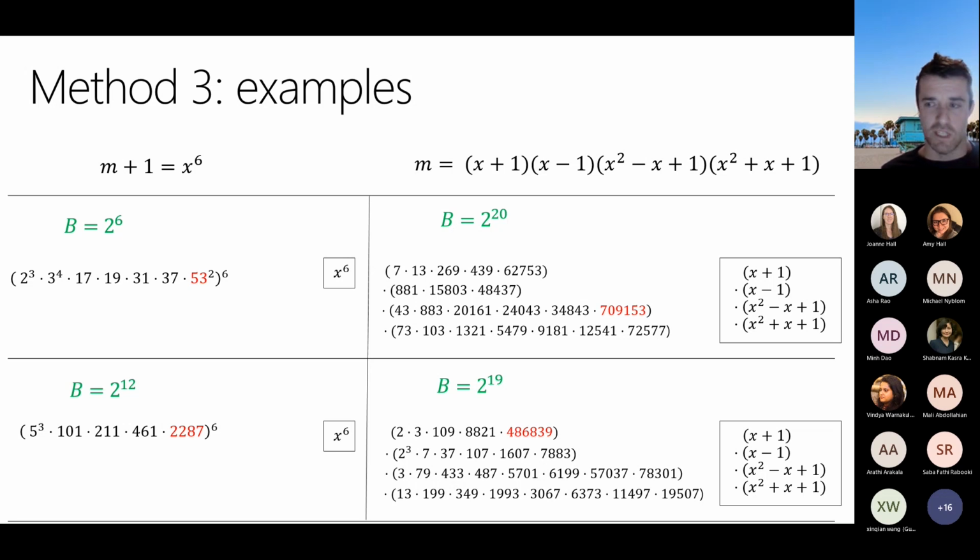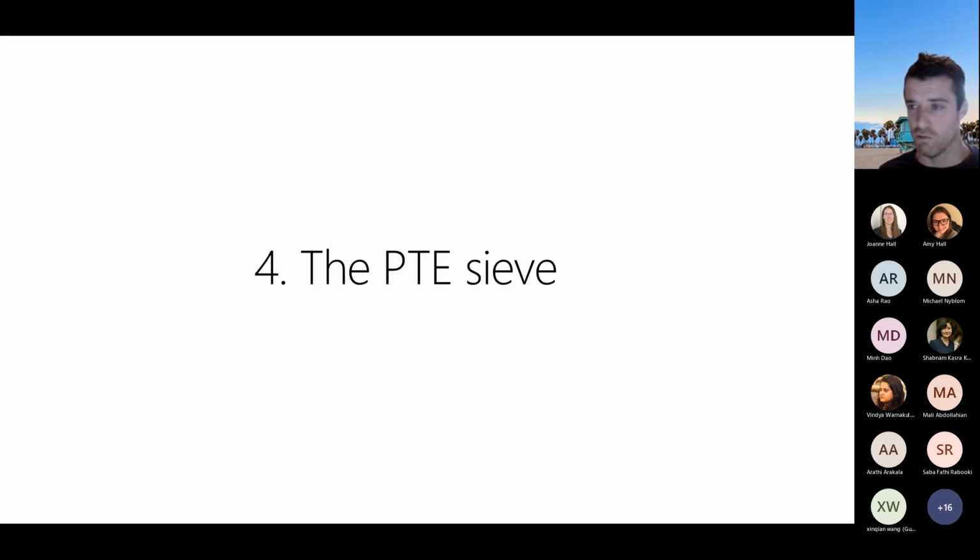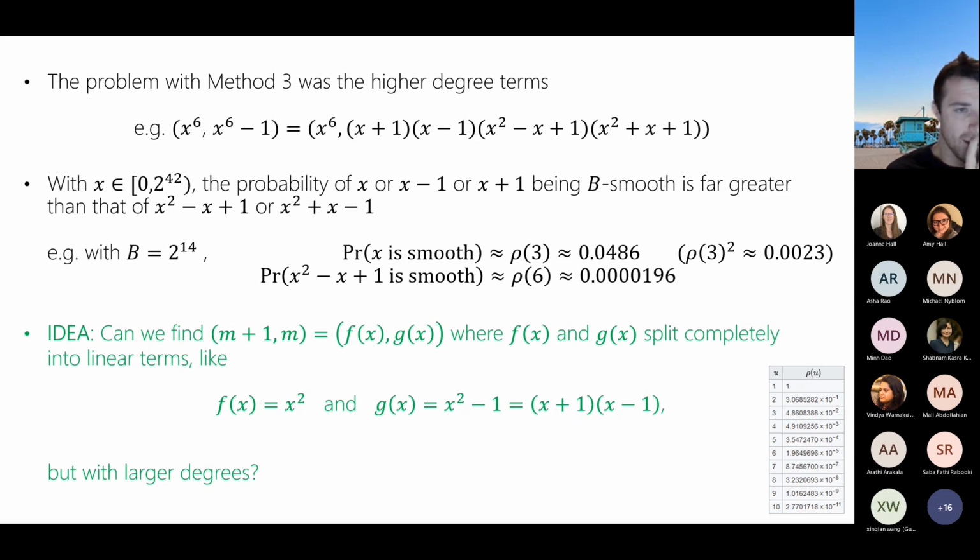But that third method gives an intuition into the first really good go we had at the problem, which is what we're calling the PTE sieve. I've given you the link to the paper in an earlier slide, but this was the first attempt at the problem that we were reasonably satisfied with, but it still doesn't feel like anywhere close to the endgame. Okay, so recall in the previous method that the problem was the higher degree terms.